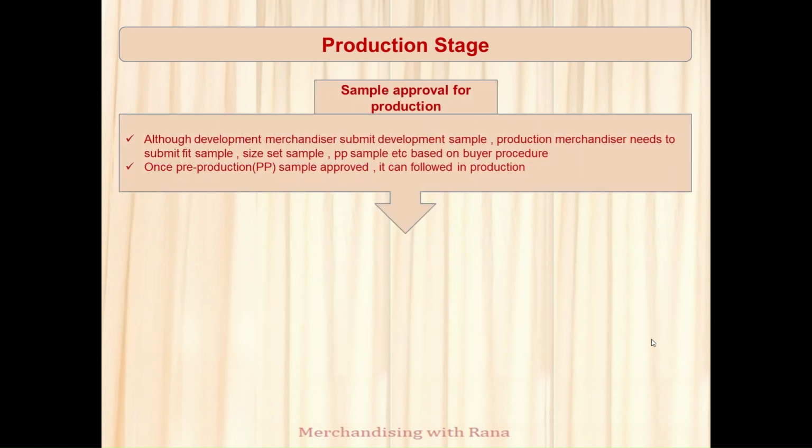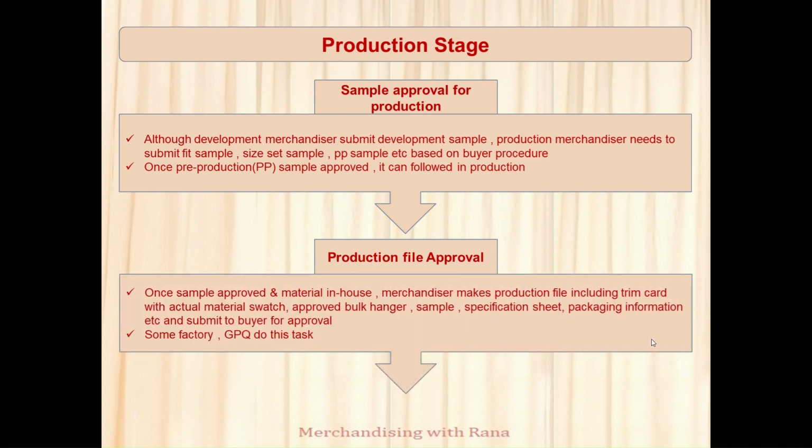Sample approval for production. My development merchandiser already submitted the development sample, but as a production merchandiser, I have to submit a fit sample in a base size, a set sample in graded sizes, and a PP sample if required. That is with all actual color, quality, and fit. I have to submit the PP sample, which will be followed in production.